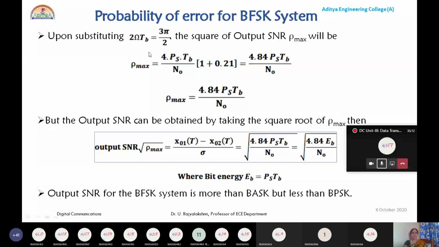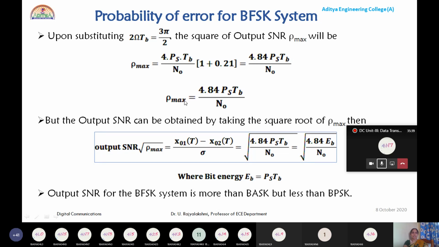Upon substituting 2 omega TB as 3 pi by 2, you can maximize the square of output SNR. So you will get 4 PS TB divided by N naught into 1 plus 0.21. If you take that value, this is 1.21 multiplied by 4. So you will get 4.84 PS TB by N naught.